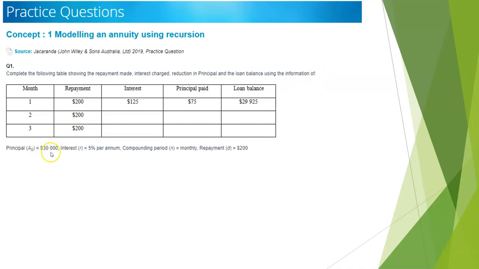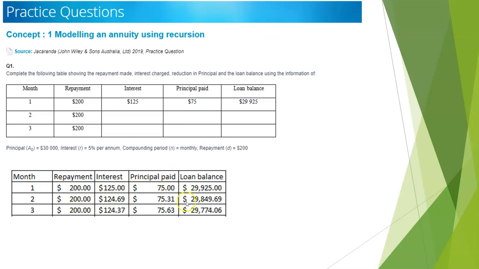So our starting balance was $30,000. Our interest rate is 5% compounding monthly, so that'll be 0.05 over 12. And our repayment value is $200. And the first month is filled in for us. So we can see this $75 is $200, take away the interest, and that's what's being principal paid. And that is what's coming off the loan. So we can see here that this is our $30,000 take away our 75.